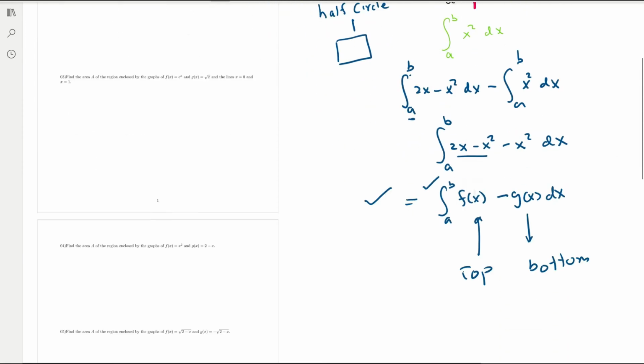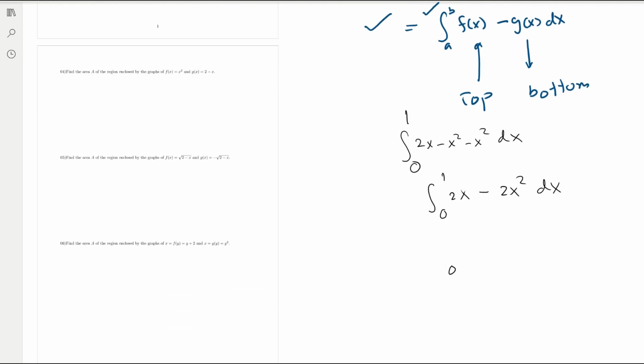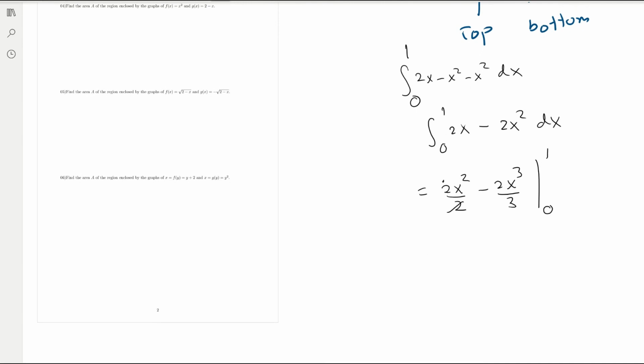So now to complete the problem, we just need to integrate from 0 to 1 of 2x minus x square minus x square. Let's integrate this and finish the problem. 2x minus x square minus x square is 2x minus 2x square. If I integrate this, 2x becomes 2x square over 2, and 2x square becomes 2x cube over 3. And you have to evaluate this at 1 and 0 and subtract. The 2 cancels out, so x square minus 2x cube over 3, evaluated at 1 and 0.